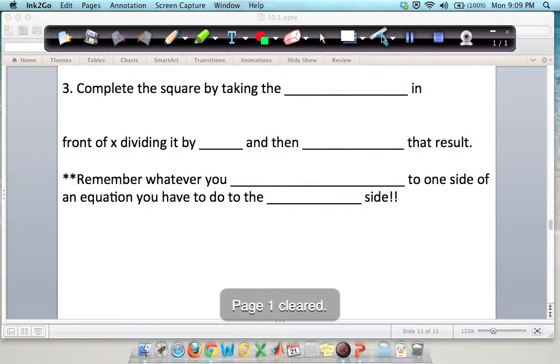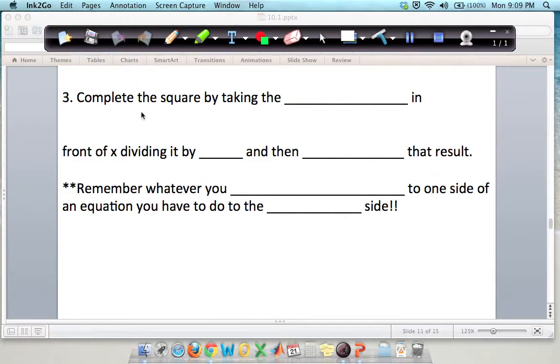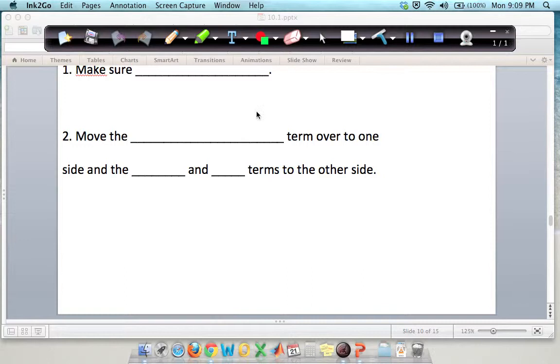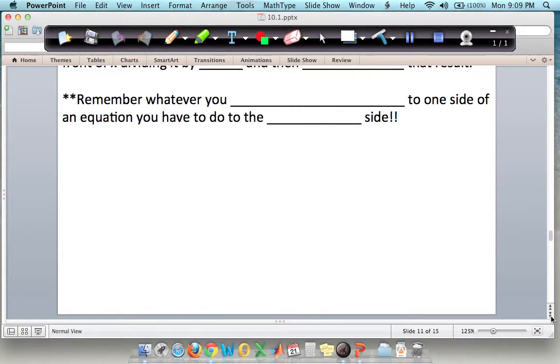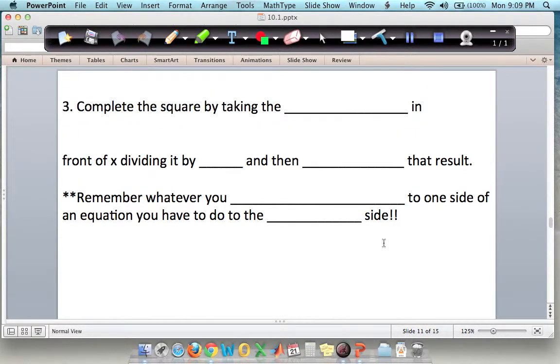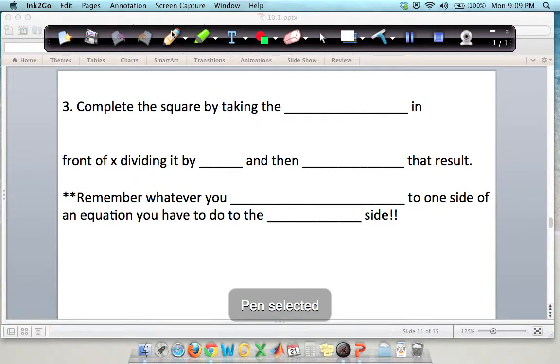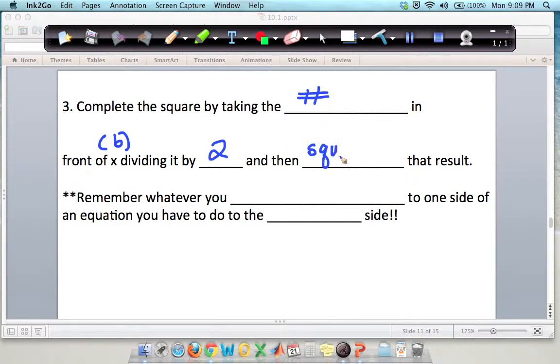Once you've done that, you want to complete the square for the x squared and x terms by taking the number in front of x, remember that's your b value, and dividing it by 2, and then squaring that result.